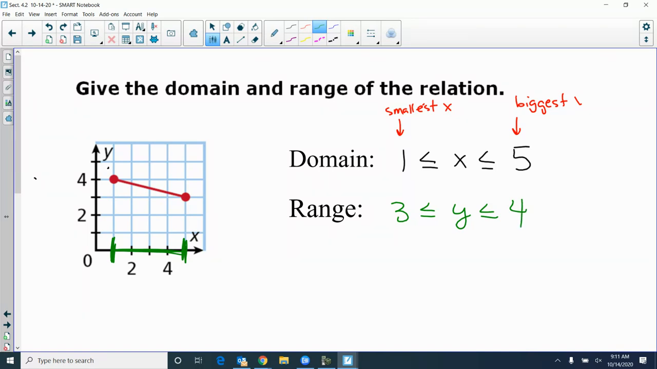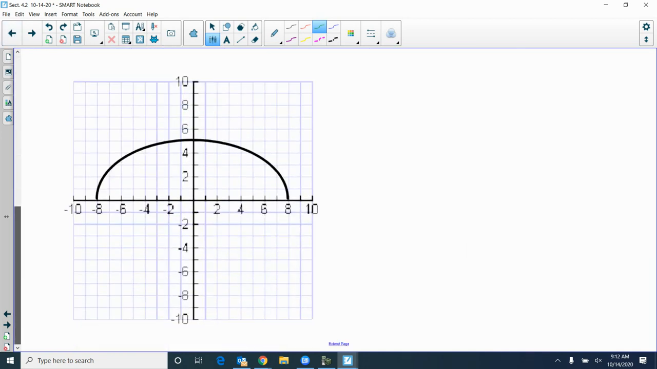Find the lowest point, the smallest y value on the graph, and find what value it is. It is 3. Then find the biggest one, and it hits everything in between. So I could come up with a point that has a y coordinate of 3.5, or 3.25, or 3.75. You could not give me a point that has a y coordinate of 10 because it doesn't exist there. So this is your domain and range for a graph.